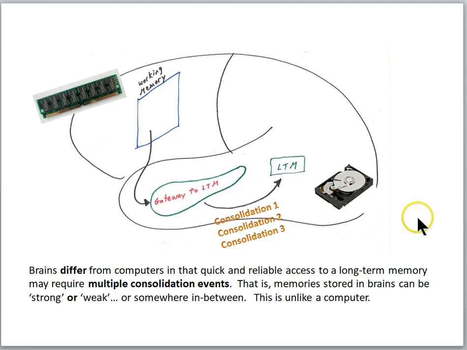In part 1 of this lesson series on study strategies, we learned a bit about how the human brain is attempting to make long-term memories. Whatever's in working memory has the potential to be stored as a long-term memory, but this requires a biological process that we call consolidation. And multiple consolidation events may be required to store a memory well.